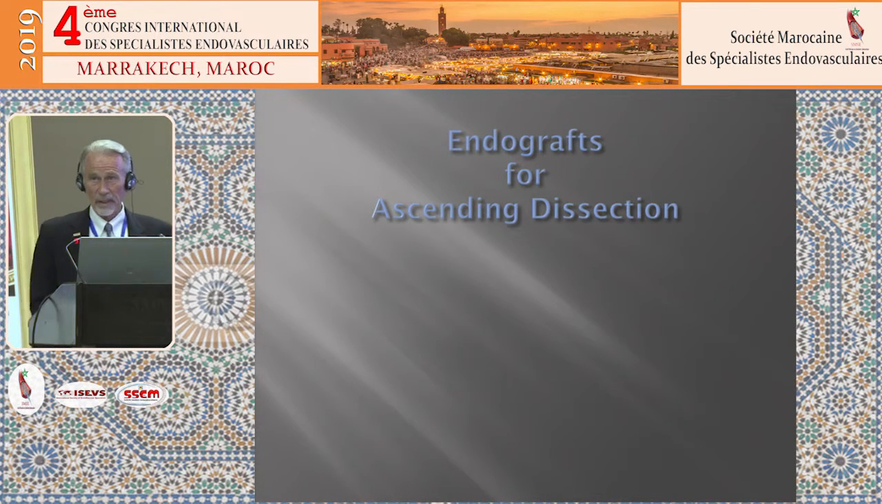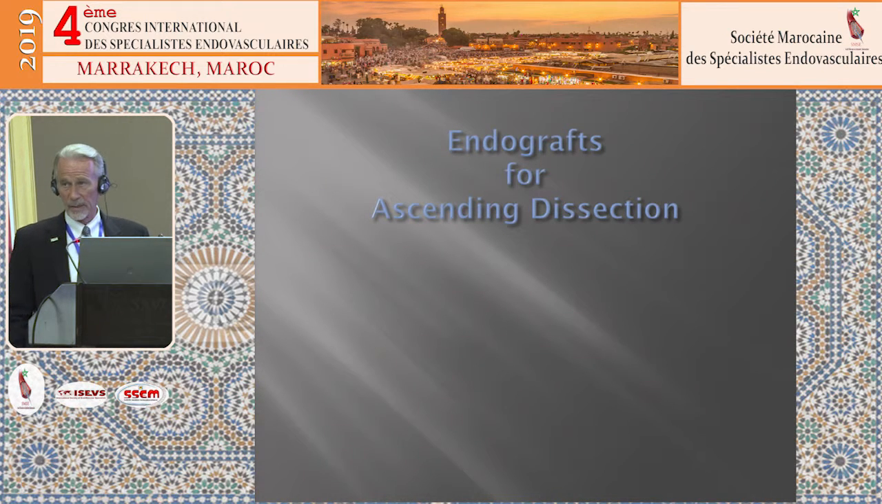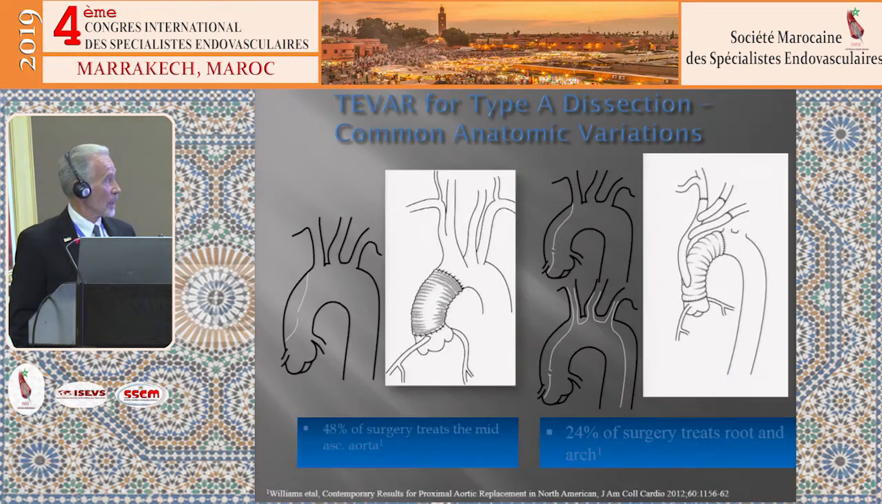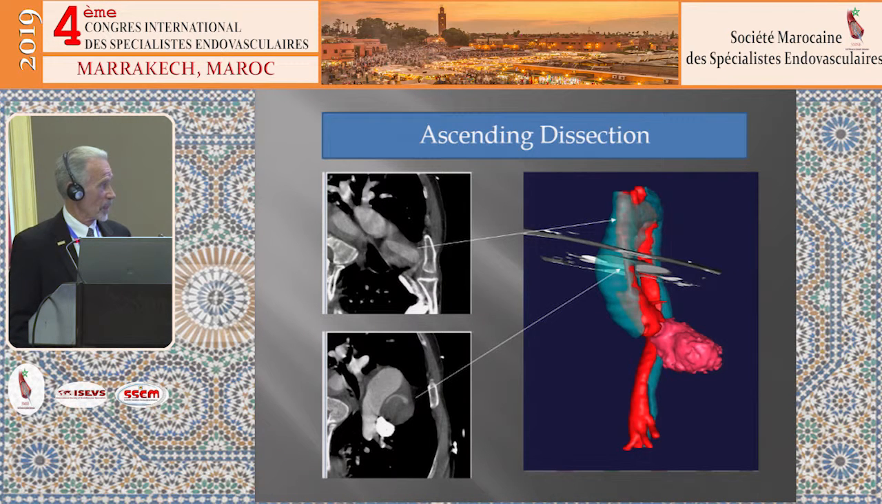One final area I'll address is the ascending dissections. This is a problematic area for all of us from a surgical perspective. A lot of these patients, as you know, have many... we're trying to see where this entry tear is in the aorta, and either they're replaced initially with a tube graft or more extensive surgical repairs.